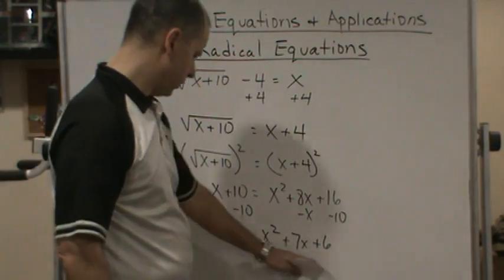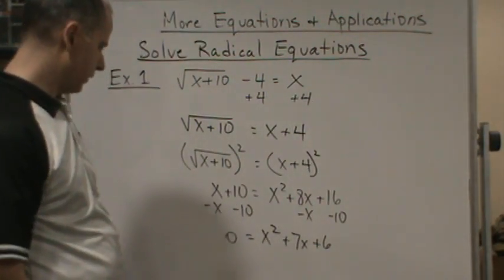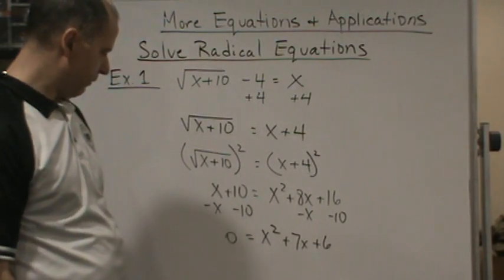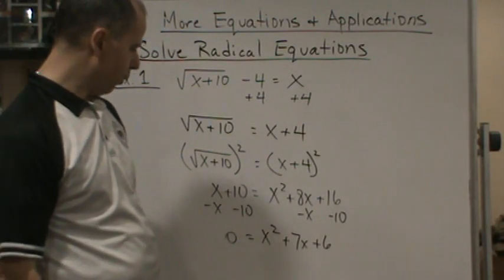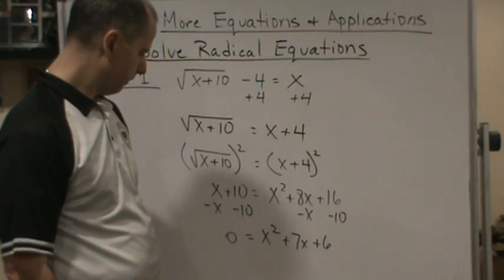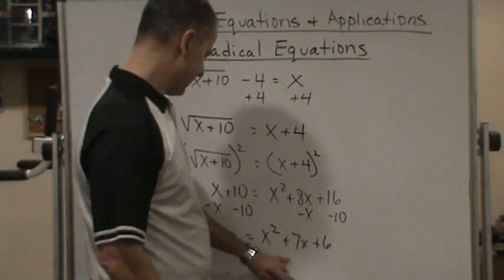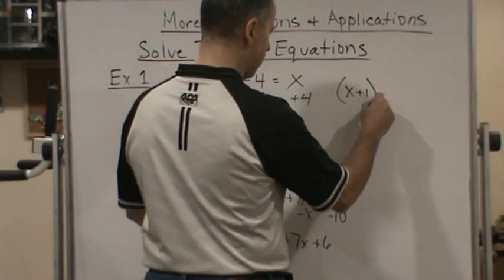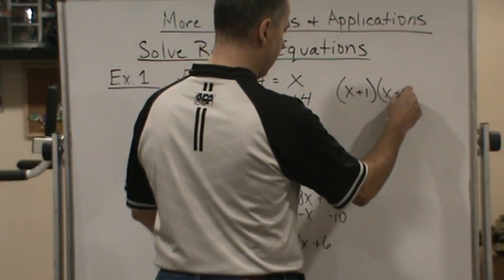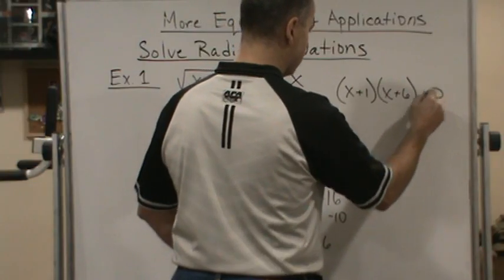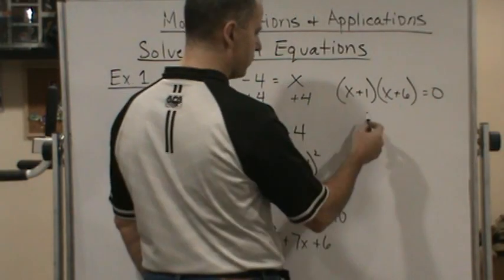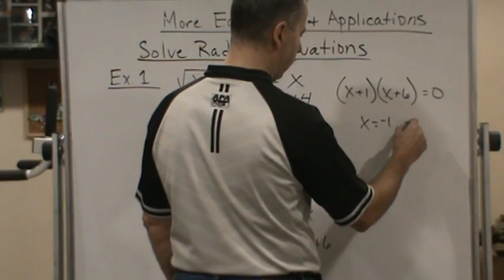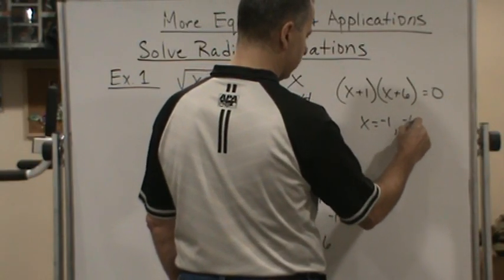And so now we have a quadratic equation, and what we have to do is factor this. So we have to come up with 2 factors of 6 that will add to 7. That would be 1 and 6. Okay? So 1 and 6 will work. So that means x plus 1 times x plus 6 is equal to 0. And now we can solve this, and that would mean that x is equal to -1 or x is equal to -6.